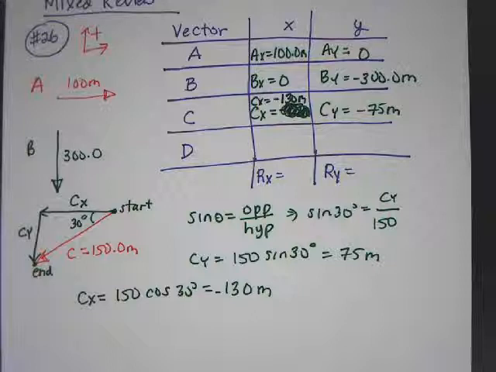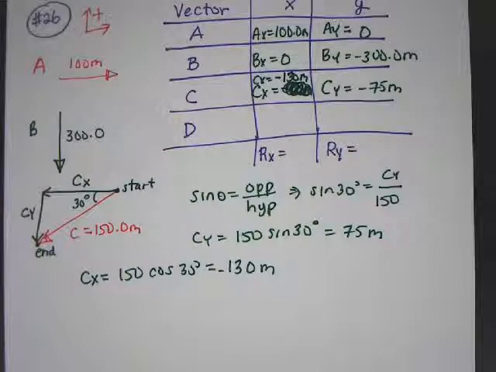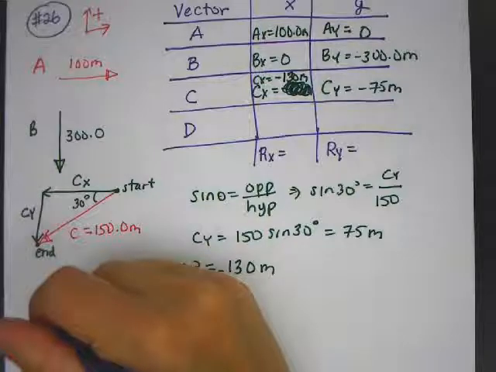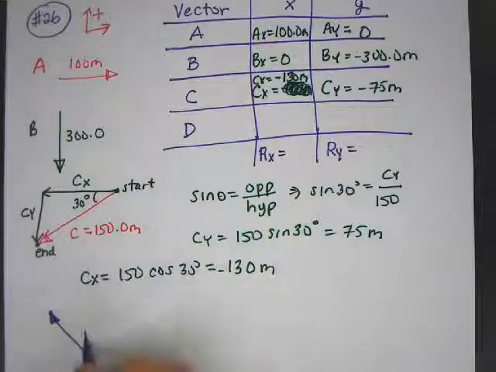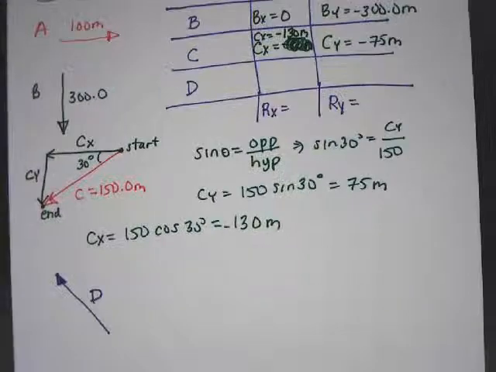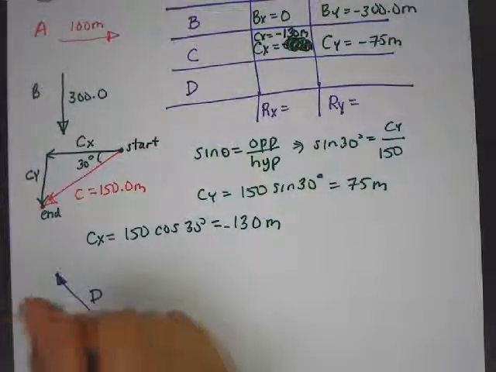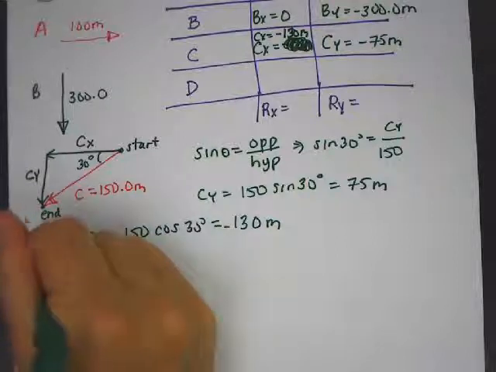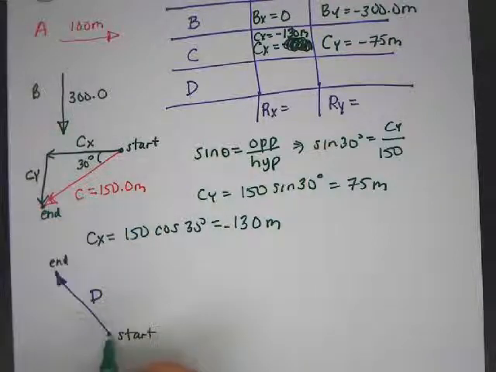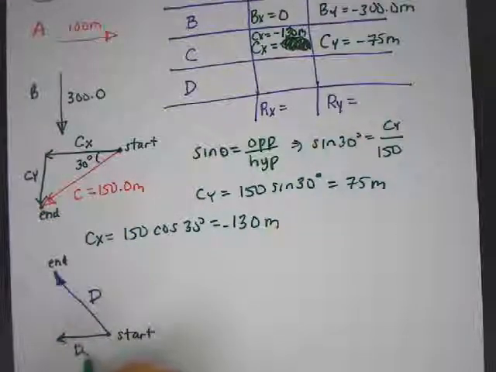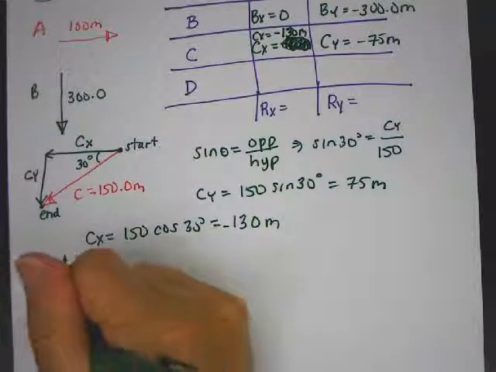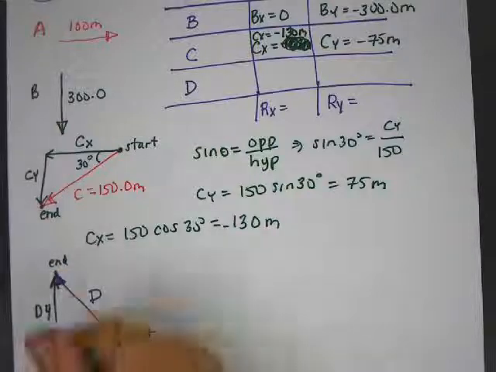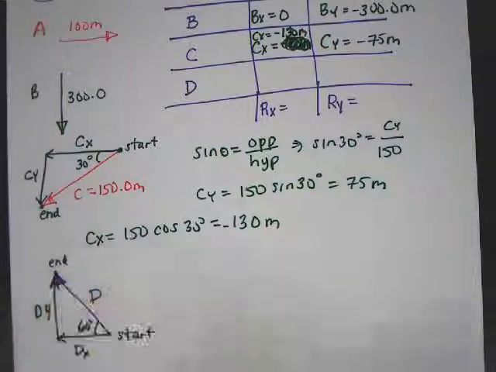Now I have one more vector, which is D. So D goes up like this. And now I'm going to find my horizontal. So this is where I start. This is where I end up. So this is going to be dx, and this is going to be dy, and this angle here is 60 degrees.